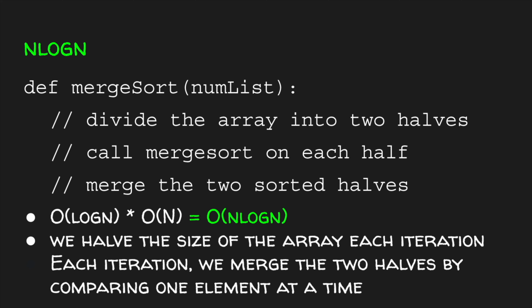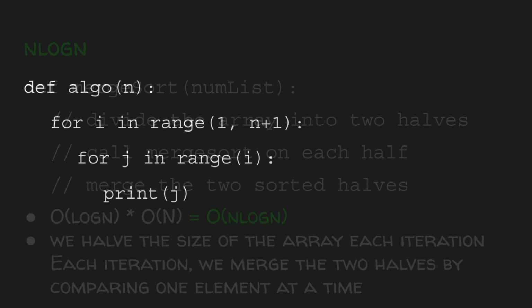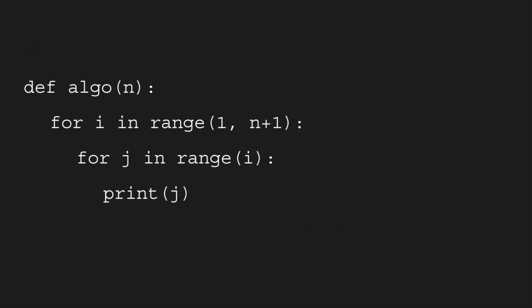Alright, what about this code? We have an outer for loop that iterates from 1 up to n plus 1, and an inner for loop that iterates up to i, the variable in the outer for loop. Let's write out some iterations of this to make sure we fully understand what's going on. So in the first iteration of the outer for loop, i is 1, and the only j that is printed is 0, since ranges in Python exclude the last number.